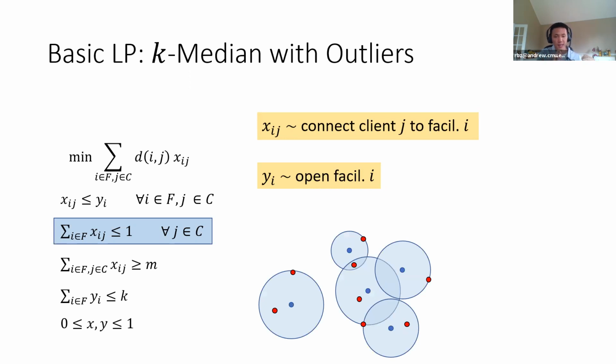Just focus on any fixed client, a fixed blue point, and start growing a ball around that client. I'm going to grow that ball until I see all of the facilities the LP has decided to connect that client to, so all of the x_ij variables that are non-zero for that fixed j. So for every client, I now have a ball of where this LP decided to connect that client. So we'll keep this idea in mind, and we'll write down a different LP for K-median with outliers that is more towards our iterative rounding algorithm.